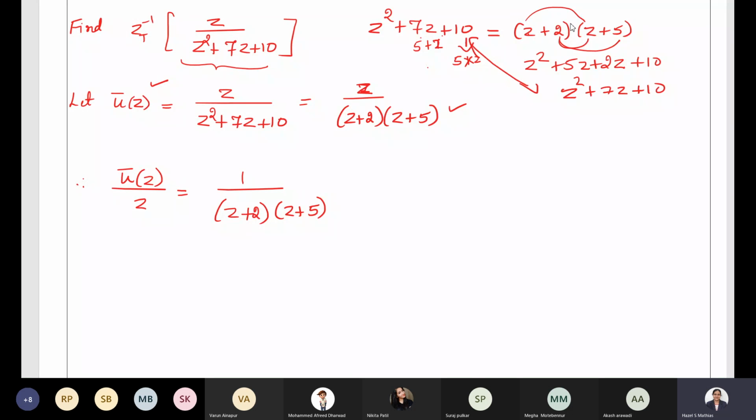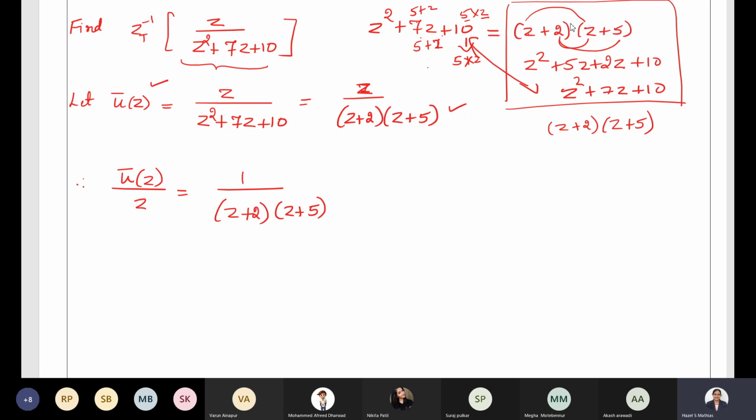I just gave you the idea how to guess it. Instead of wasting time over here, I just gave you the idea how you can split them as a product of two things. That 7 is 5 plus 2, 10 is 5 into 2. So the roots are 5 and 2. So you can write them as z plus 2 into z plus 5. Is it okay?